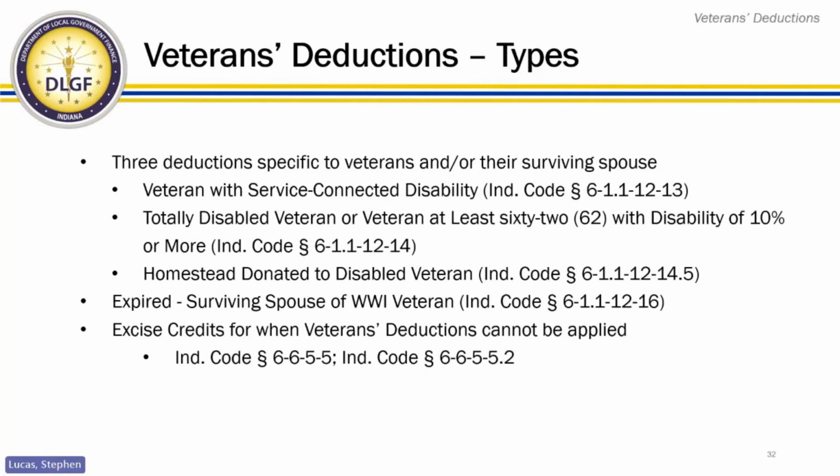There was, prior to this year, still on the books, a deduction for surviving spouses of World War I veterans. I don't know how many folks were still receiving that benefit, but that has now expired and will be removed from statute. And still on the books and available are excise credits that apply or can apply when a veteran's property tax deductions cannot be fully utilized. And I'll mention that here shortly, but these are the statutes that apply to that benefit.